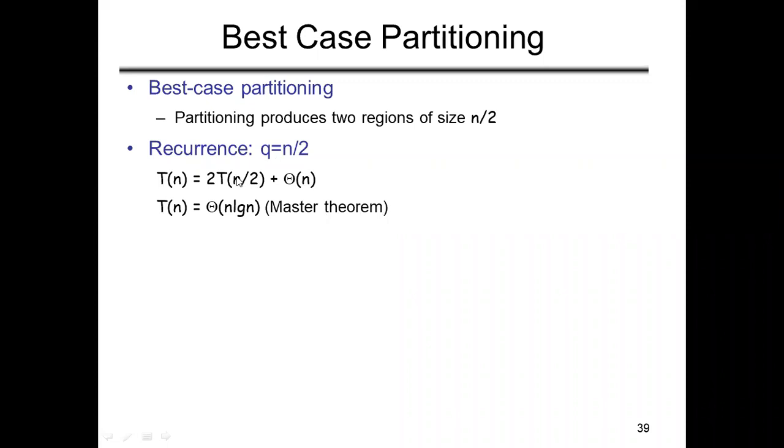T of n by 2 is one part's complexity. T of n by 2 is the other part's complexity. Out of two parts, we have 2 times T of n by 2 plus theta of n. Theta of n indicates the number of elements we are using for sorting. We are combining those sorted elements. That is theta of n.